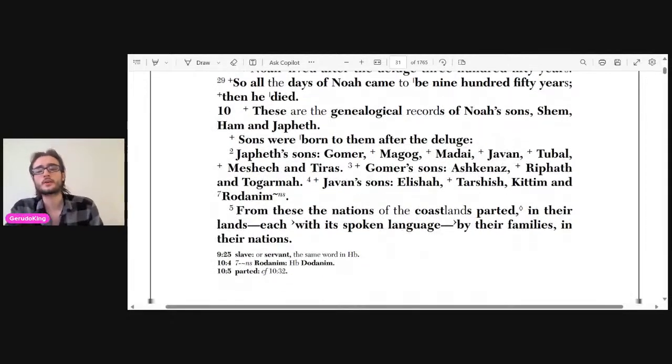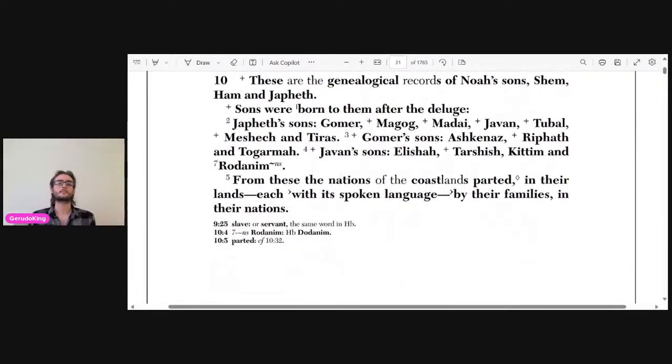These are the genealogical records of Noah's sons, Shem, Ham, and Japheth. Sons were born to them after the deluge. Japheth's sons, Gomer, Magog, Madai, Javan, Tubal, Meshech, and Tiras. Gomer's sons, Ashkenaz, Riphath, and Togarmah. Javan's sons, Elisha, Tarshish, Kittim, and Rodanim.